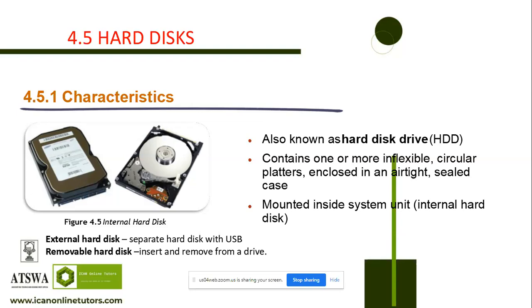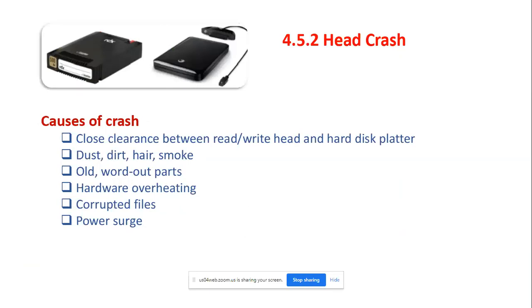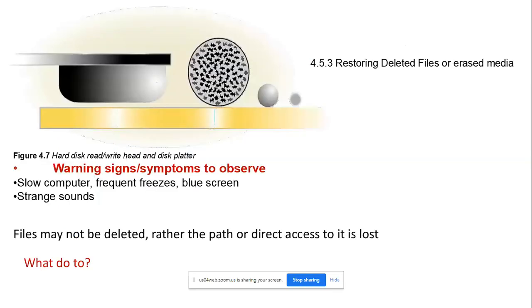And it's important that when we are using our hard disk, we know what is needed to maintain the health of the hard disk. We can have a hard disk crash, and a crash can cause you to lose your information. Causes of a crash include close clearance between the read/write head and hard disk data, dust, dirt, air smoke, old worn parts, hardware overheating, corrupted files, power surge, etc. So, warning signs and symptoms to observe.